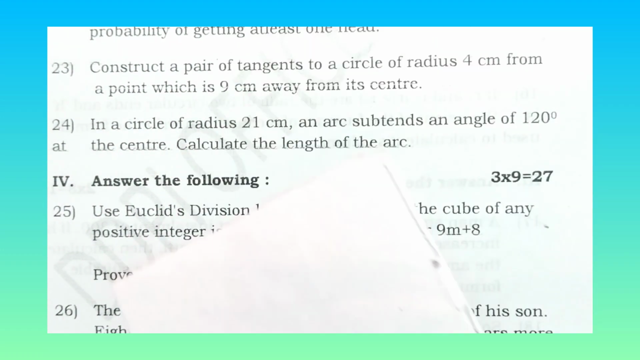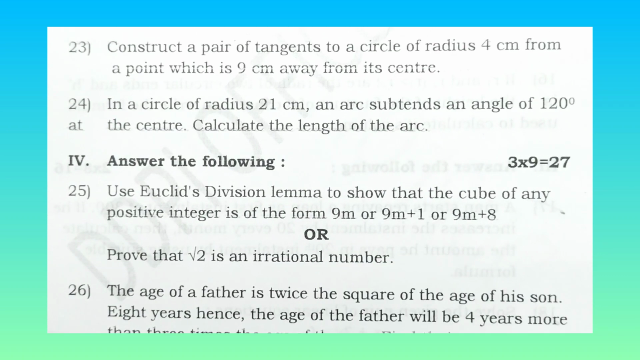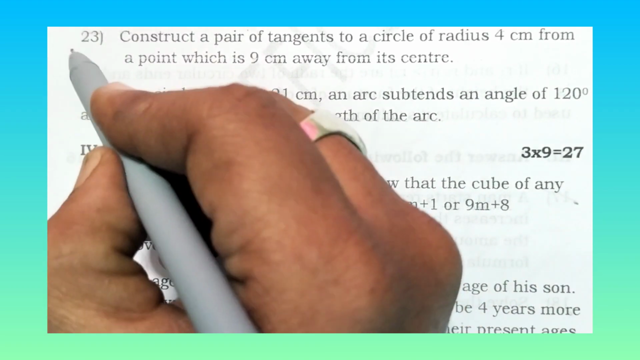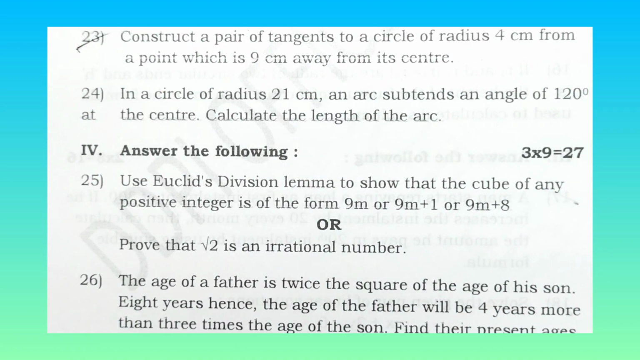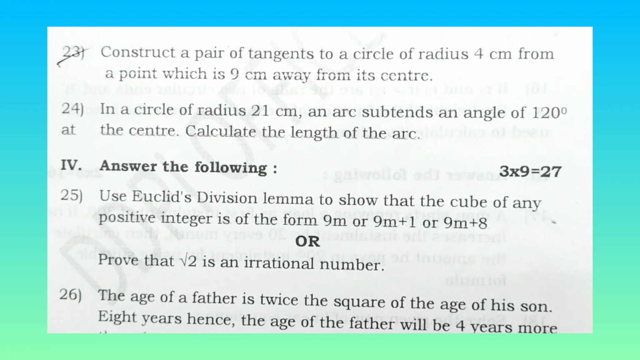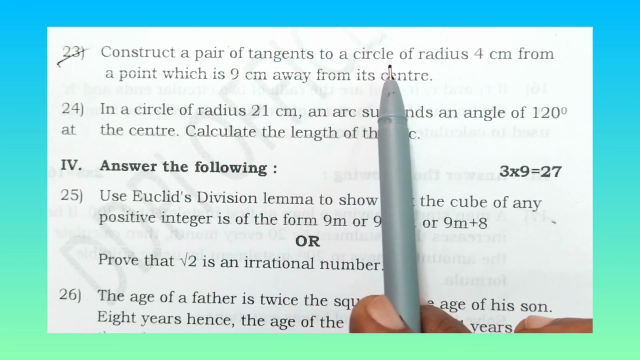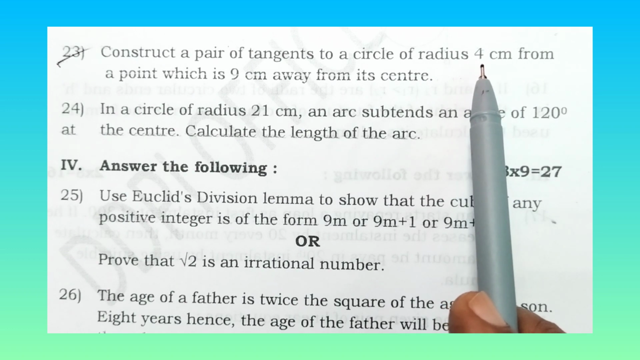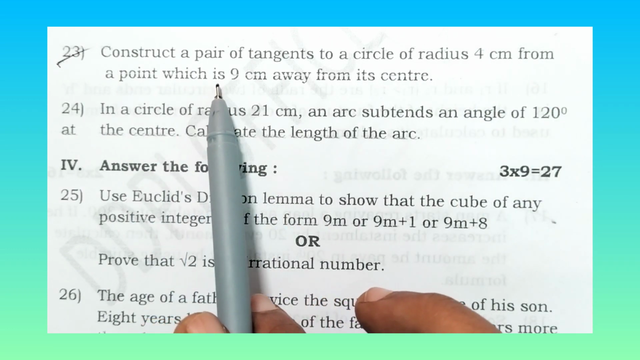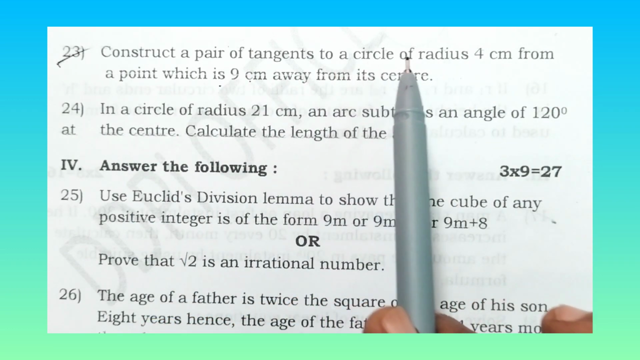Now after solving the 22nd question, we are going to solve the 23rd question, that is the construction part. Construct a pair of tangents to a circle of radius 4 centimeter from a point which is 9 centimeter away from its center.